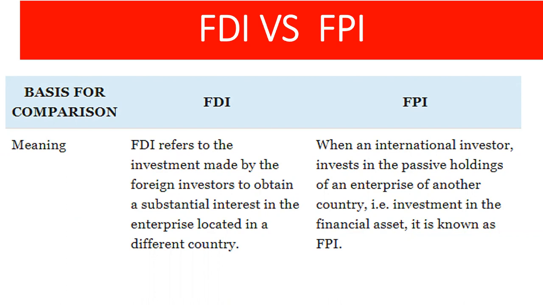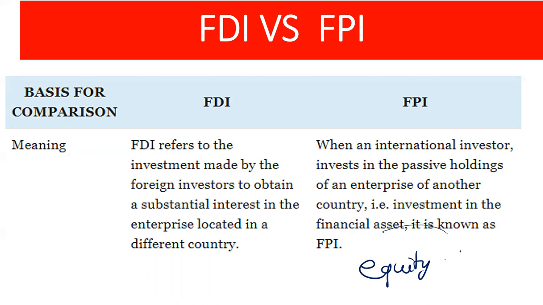Here FPI is foreign portfolio investment. Foreign portfolio investment is when an international investor invests in the passive holding of an enterprise of another country, that is, investment in financial assets. Whenever an investor invests in the equity of a company or any financial assets, instead of physical assets, that will be called foreign portfolio investment, FPI.